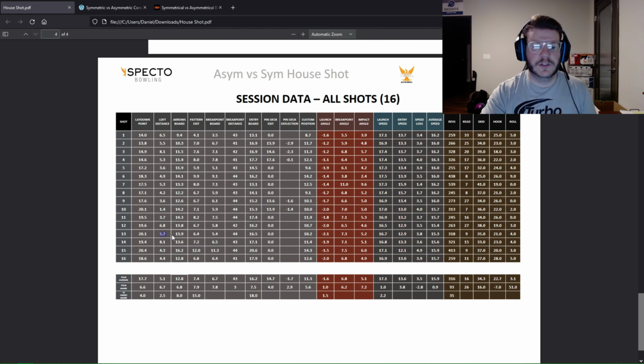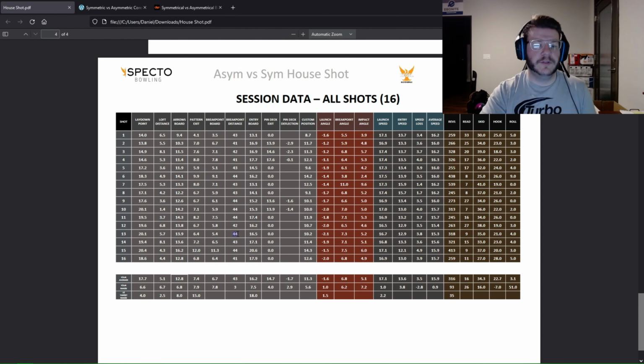So then this one was thrown with the Idle Cosmos, which is the symmetric ball for this test. So shot number 13 here. So it was thrown over 13.9 at the arrows. So see how close that is? It's 0.1 of a board off. And then the pattern exit was 6.4, which is 0.3 boards difference between the 2 shots. And the breakpoint board was at 5.4, meaning it was 0.4 or 2/5 of a board to the right of where the Reality was thrown the shot before.